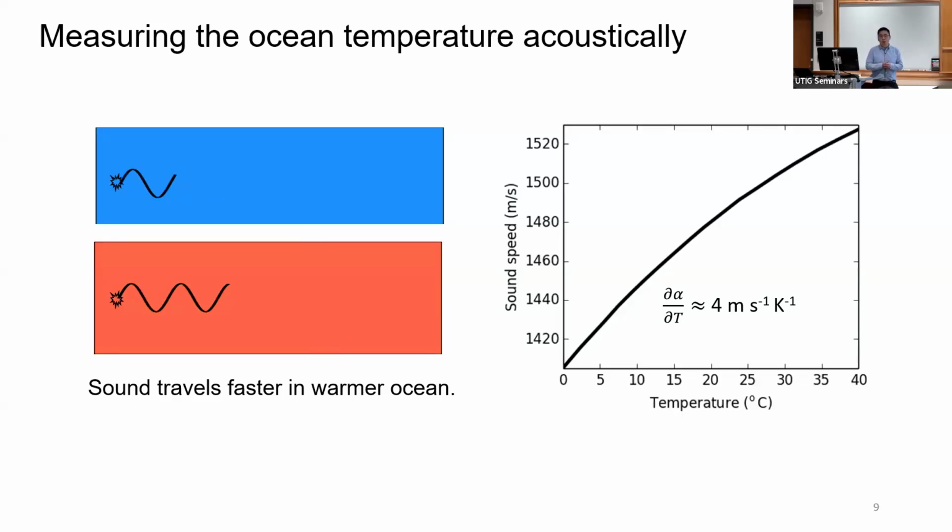So the principle of acoustic thermometry is quite simple. Basically, sound travels faster in warmer ocean. If you look at the right figure here, it shows us this relationship. With 1 degree temperature increase, we get about 4 to 5 meters per second sound speed increase in the ocean. So that means we can track the sound speed or travel time change of the sound to map or infer the ocean temperature changes. So this is the principle of ocean thermometry.